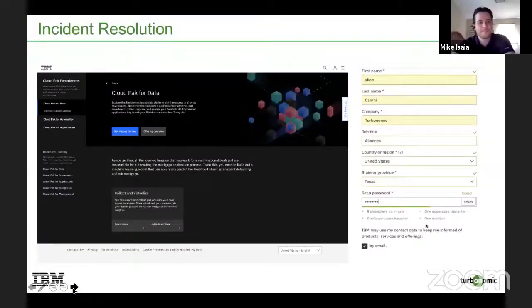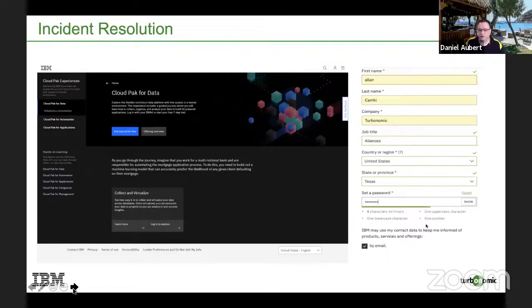Cloud Pak for Data experiences, which I described earlier. It's your chance as an outsider to come in and use Cloud Pak for Data without spending any money, without talking to a salesperson, without doing any of those things. You can come in here, get provisioned out onto a real cluster that my team manages, and go to it.